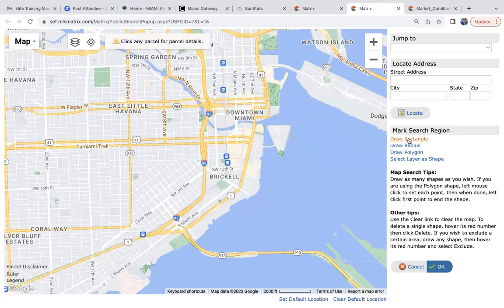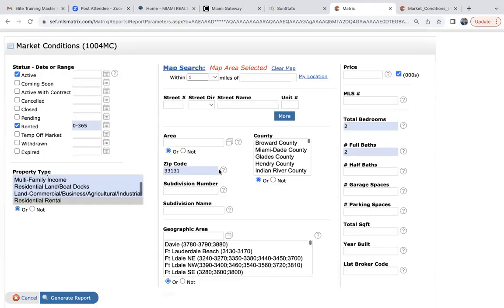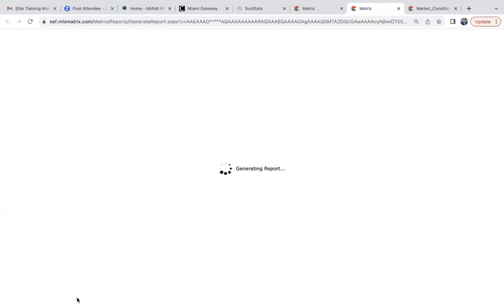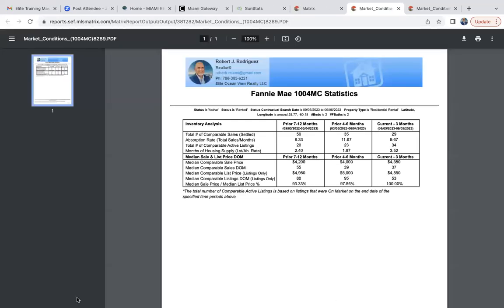We're going to go ahead and draw a polygon, and let's focus there. All right, we're going to hit OK, and then let's remove the zip code. All right, we remove the zip code, and let's click on generate report. And here is the 2-2 in Brickell Key.